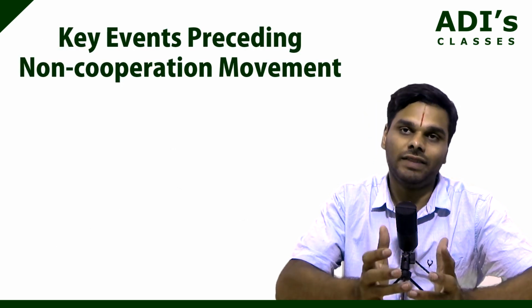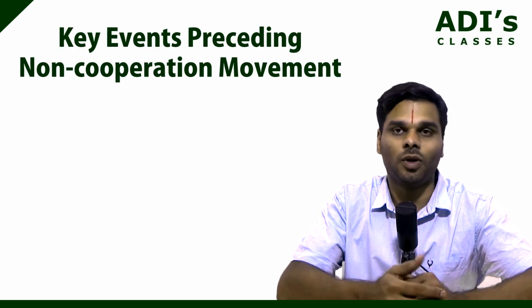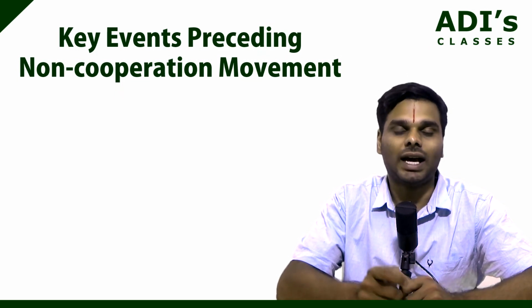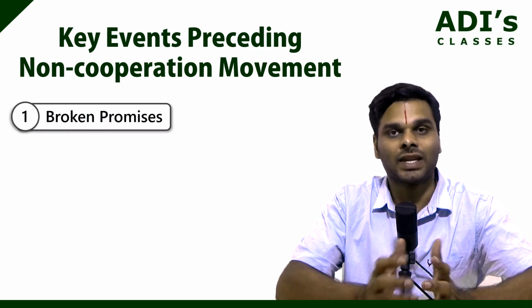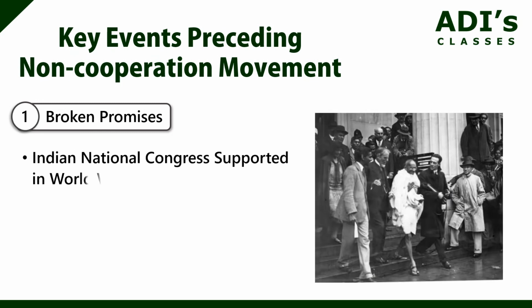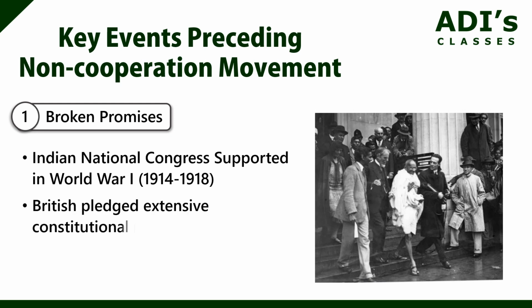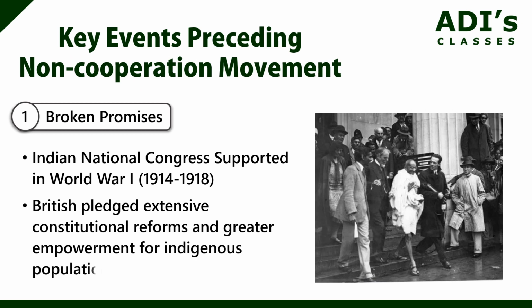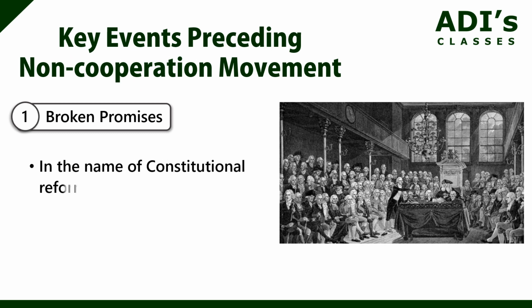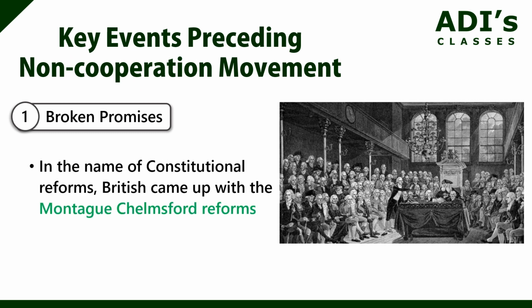Some of the important events that led to the rise of the non-cooperation movement can be looked at as follows. The first one, the Indian National Congress had largely supported the World War I efforts of the British. World War I was from 1914 to 1918. The British had promised greater constitutional reforms and a greater delegation of power to the indigenous people. In the name of constitutional reforms, the British came up with the Montague-Chelmsford reforms.